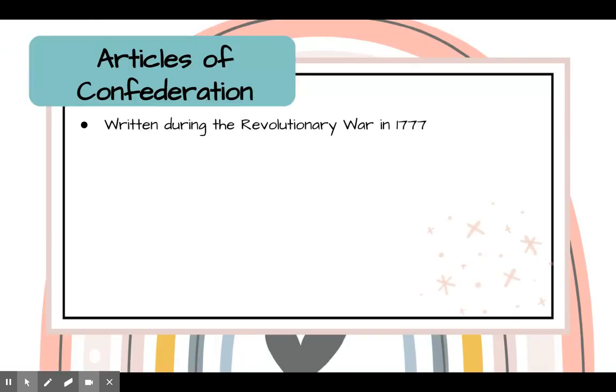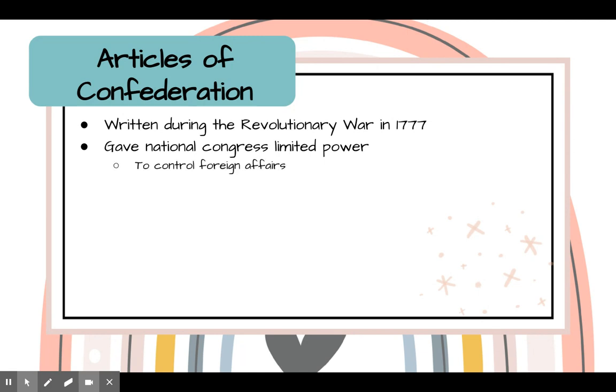So it was written during the Revolutionary War. What they did was they looked at the Declaration, and they looked at the things that they did not like about how Britain ran it, and they fixed it. So they gave National Congress limited power. So they gave the national government very limited power. They are allowed to control foreign affairs, to direct war, run the postal service, and control Indian affairs.